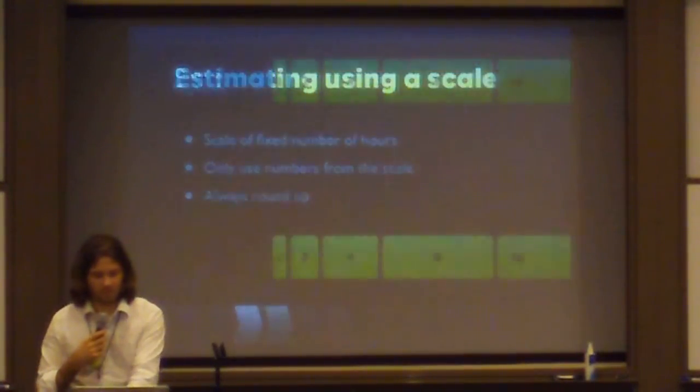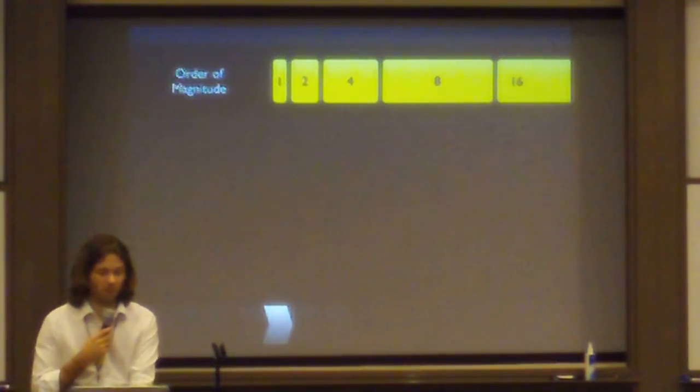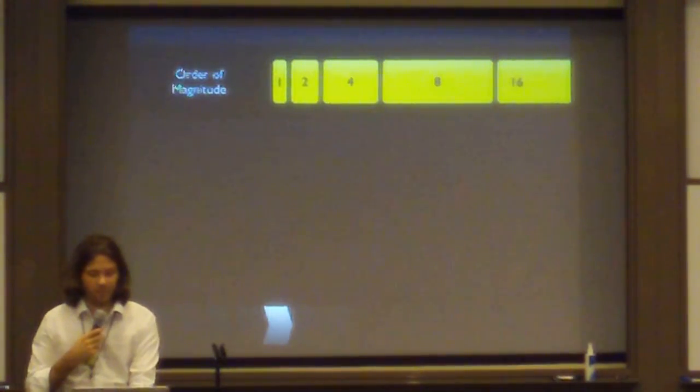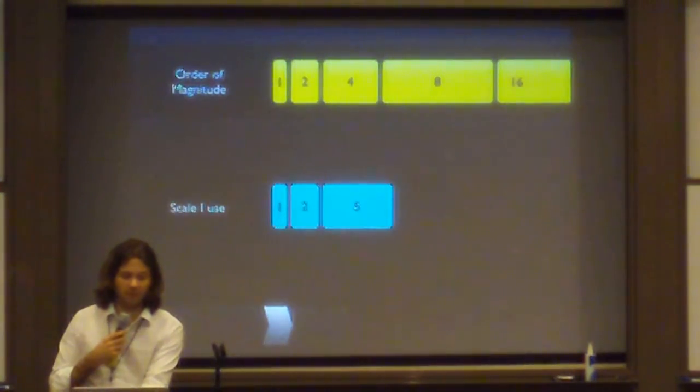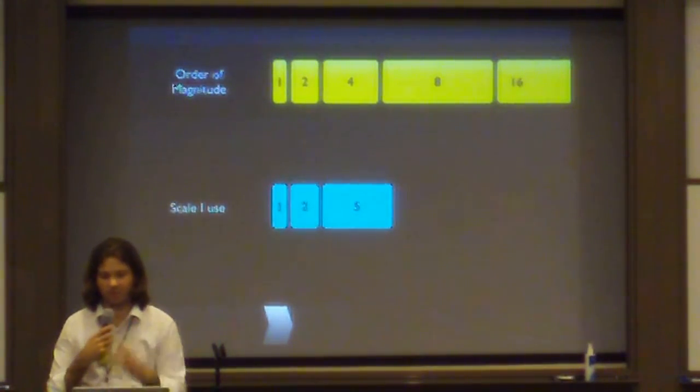The scale I use is a bit different. This is called an order of magnitude scale. 1, 2, 4, 8, 16, 32, 64, 128, and so forth. It's because it's a 1 to 5. That's all it consists of. And then we use factors of 10 for the granularity.